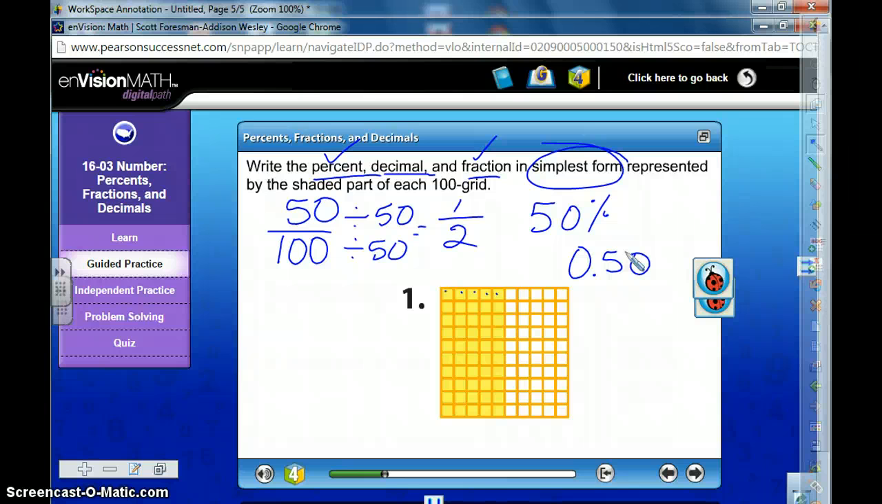Very good. Again, for your quiz tomorrow, though, they may just have a fraction and say, what percent is 3/4? Are you going to know how to do that? How do you do that, Kennedy? 3/4. How do I figure out what that is as a percent?